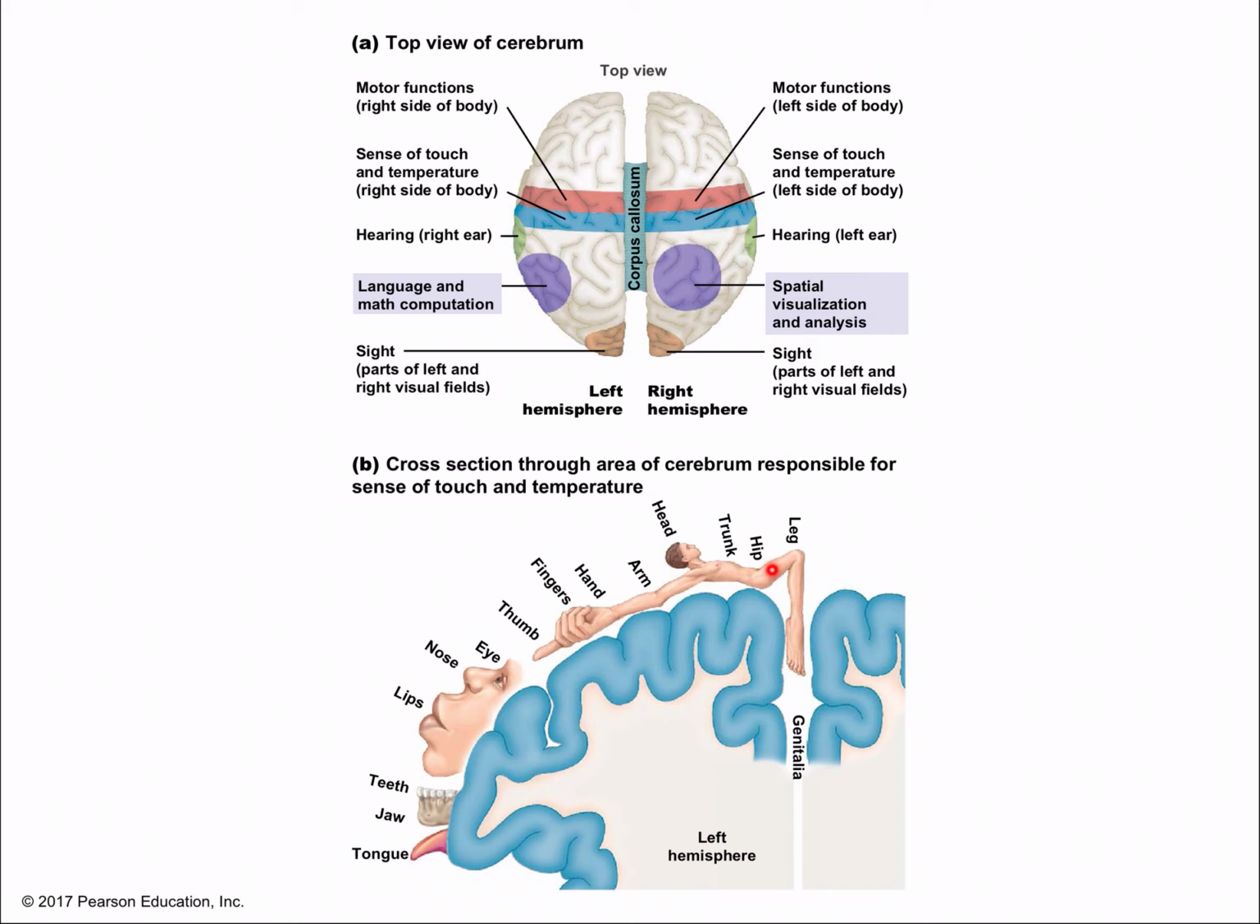where in the body sense of touch and temperature is going to be relayed from these different areas. Okay, and this was determined by doing kind of open brain surgery and actually stimulating these parts of the brain while a person was awake and mapping out where they felt the sensation. So kind of interesting.